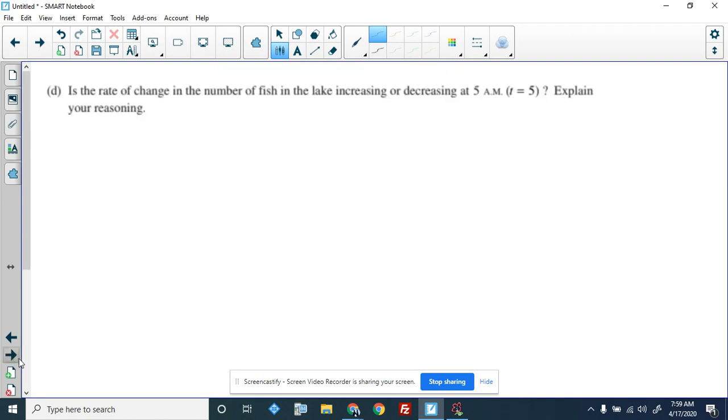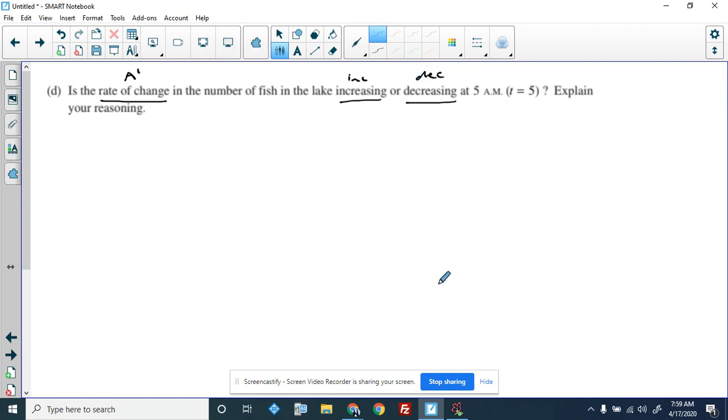All right, let's get to the last part. This is good, this is the second time you've seen this now. Hopefully you got this part right. It says, is the rate of change in the number of fish in the lake increasing or decreasing? I love this question. Is the rate of change increasing or decreasing? So they're not asking you if the amount of fish in the lake are increasing or decreasing. They're asking you, is the rate of change increasing or decreasing? So in other words, is the derivative, A prime, increasing or decreasing?